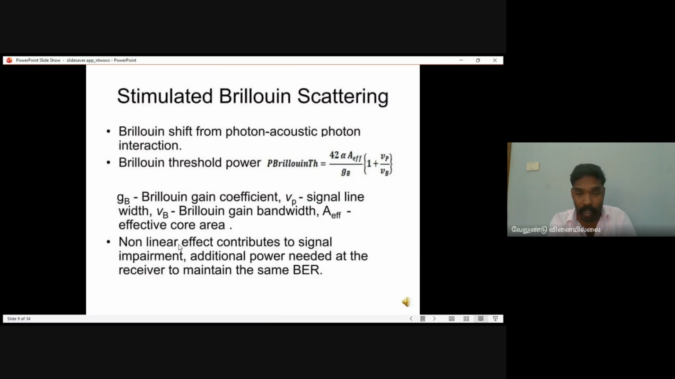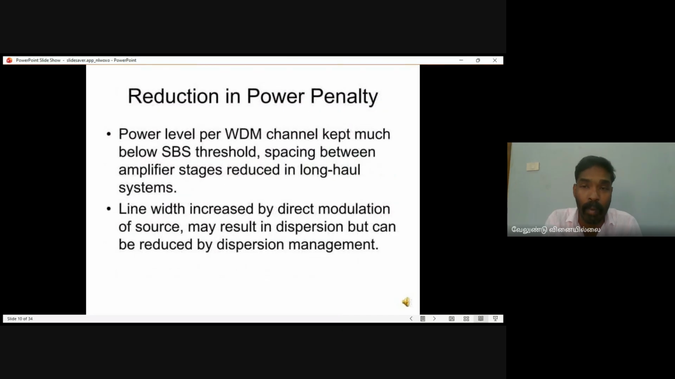The nonlinear effects contribute to signal impairment, with additional power needed at the receiver to maintain the same BER. So due to the nonlinear effect, the total system consumes more power. That's a problem because my data gets divided into two parts: one is sound as well as the photon. When sound and photons are divided, automatically my energy will be reduced. So to enhance the energy, I need to give more power at the receiver side. That's a problem.